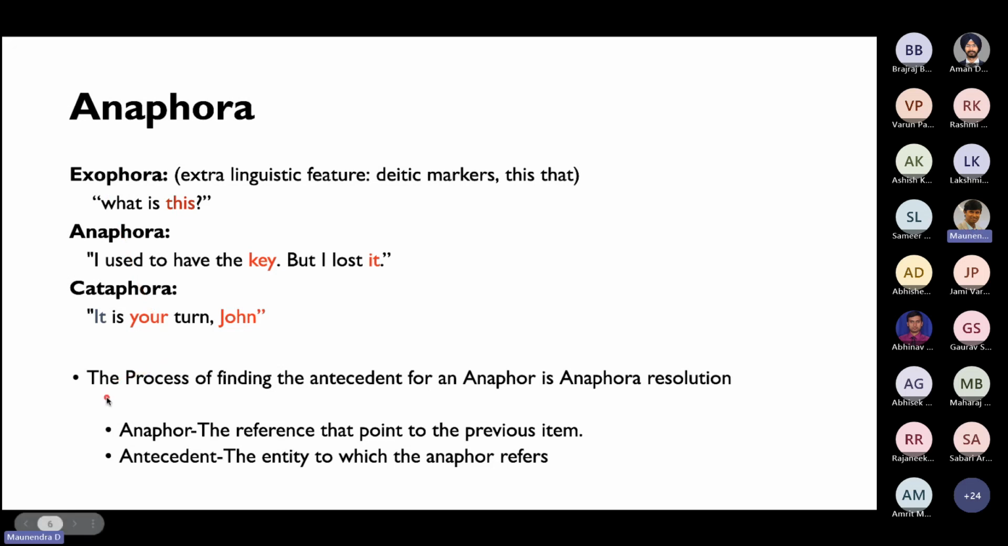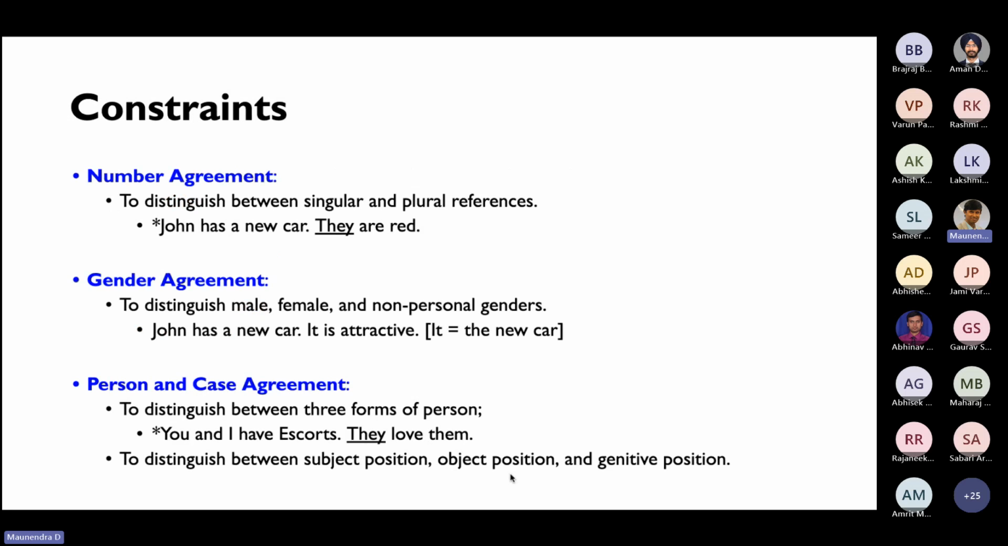Now, the process of finding the correct antecedent for an anaphora is anaphora resolution. So the correct antecedent is the entity to which the anaphora refers. So this is about anaphora and the task of anaphora resolution. If there are any questions at this point, you can let me know. Otherwise, we'll just proceed.